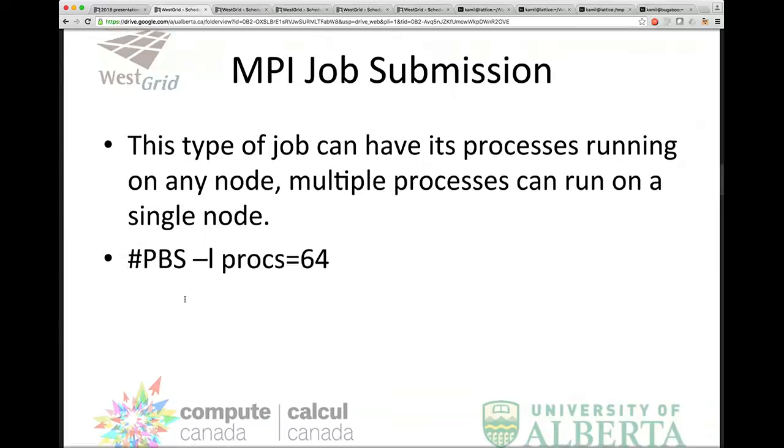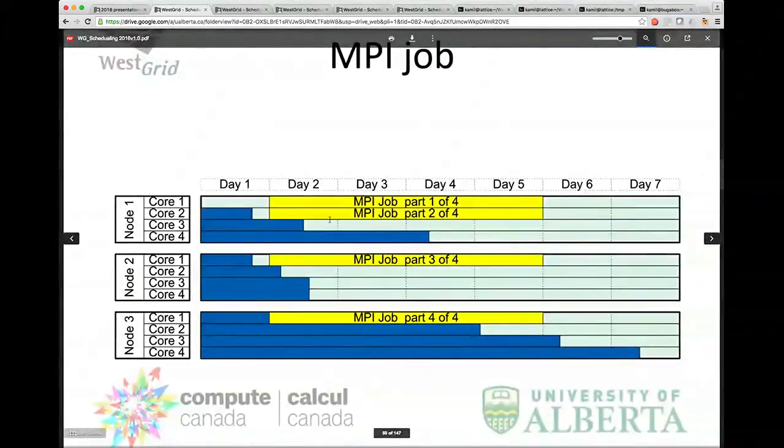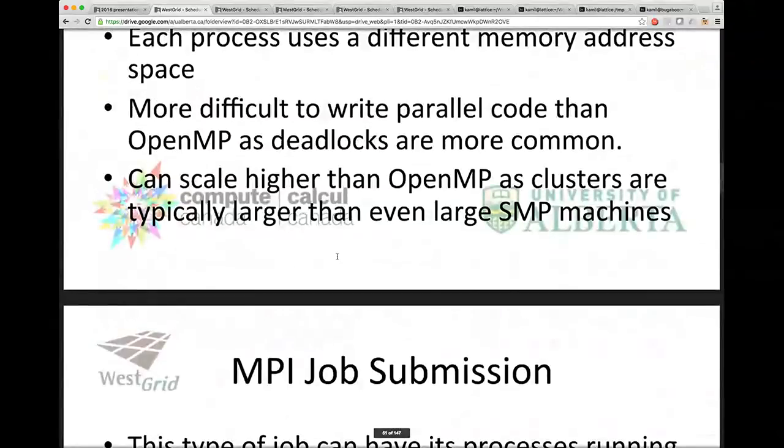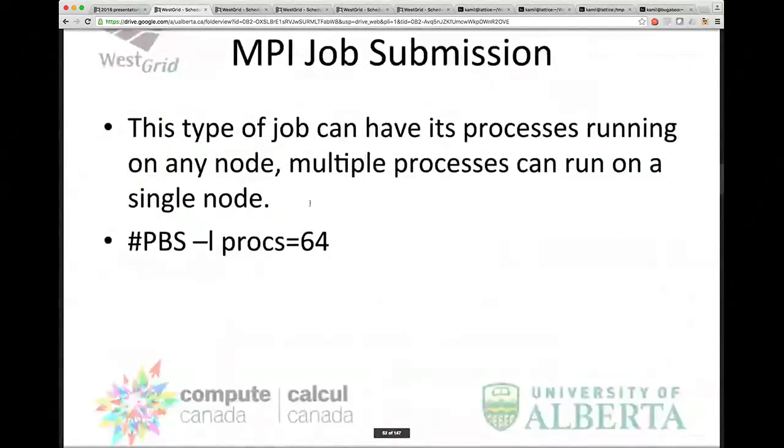In our example here, if we asked for all 4 of those processors to be run at the same time, it couldn't start on the same node. It couldn't start here. It would have to wait until later in day 2 until enough resources were available. So submitting jobs with procs is better on most clusters.